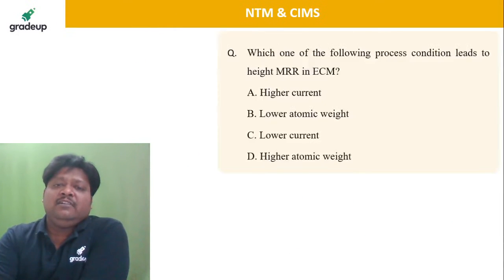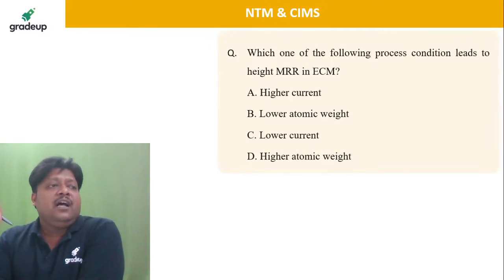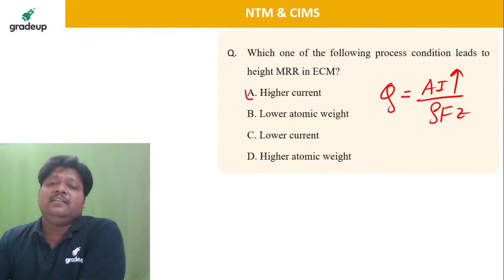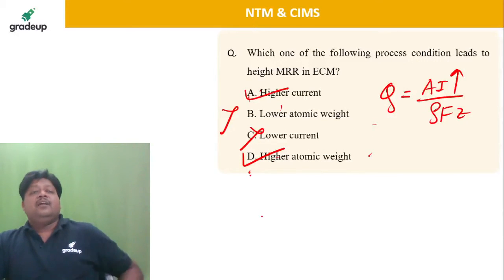So dear students, I will wind up this session here with the last question. Which one of the following process conditions leads to the higher MRR in the ECM? Higher MRR, they are saying. So higher MRR is what? Q is equal to A I divided by rho F z. So higher current, yes, higher current is there. Lower atomic weight, not correct. Lower current, not correct. Higher atomic weight, yes. Higher gram atomic weight, yes. So A and D here are correct.